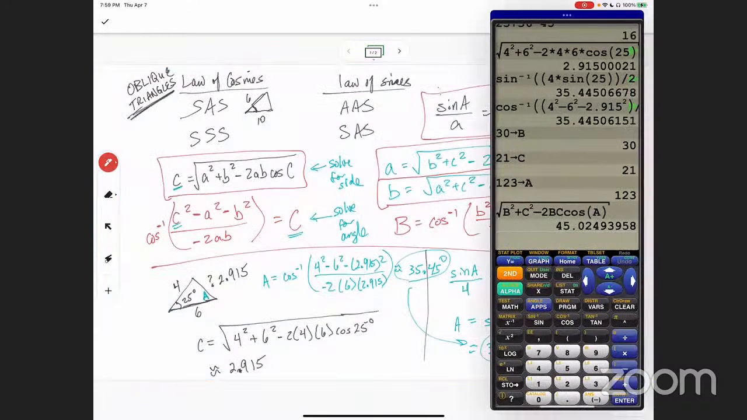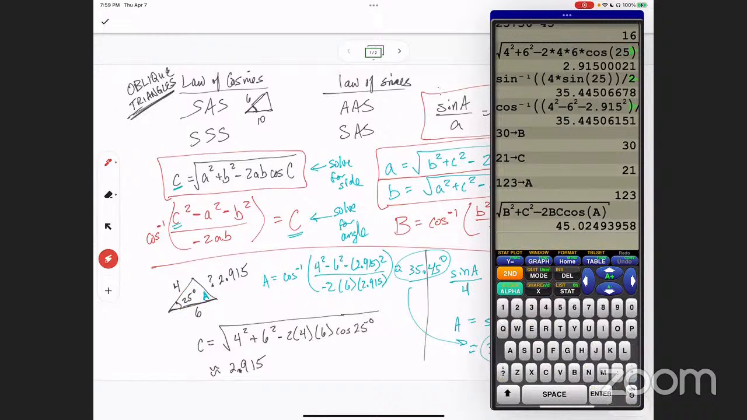Okay. Now all you have to do is store the different numbers in here. Now I'm going to store 4 for B. Watch, I'm going to do this one right here. I'm going to store 4 and 6 and 25 for B, C, and A.